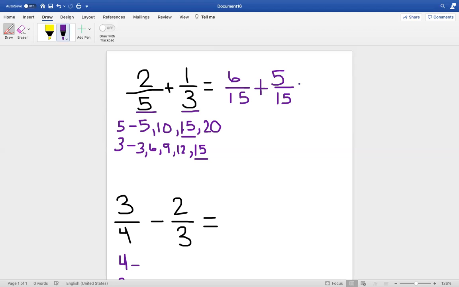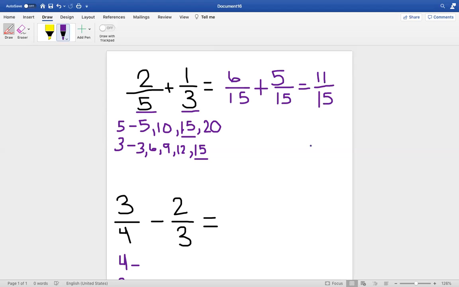So now I add, but do I add my denominators? No, I don't. I only add my numerators. So my denominator just slides right over, and then 6 plus 5 is 11.